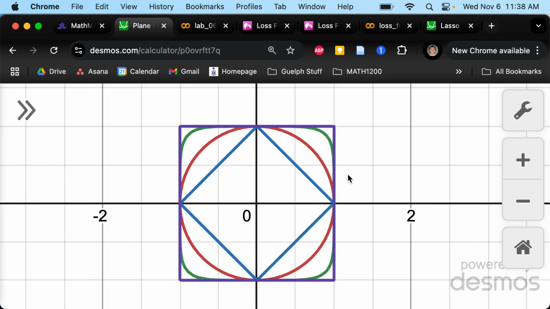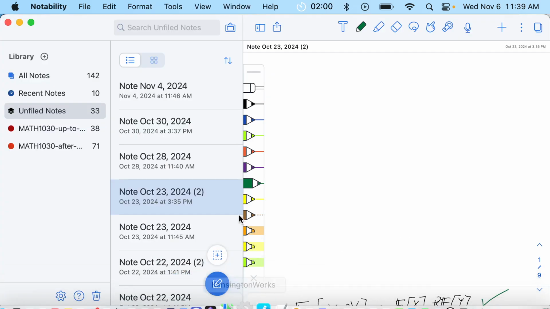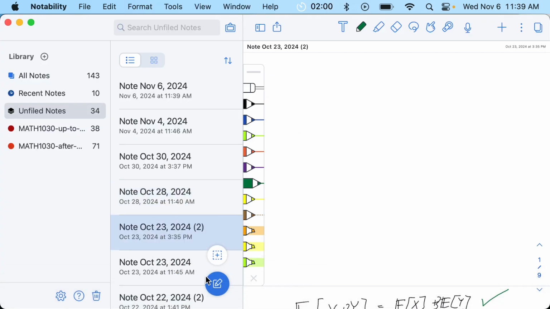You can kind of see these things. They start on the inside and they kind of move out. All of these are balls in different metrics or different norms. So these things mathematically are called norms. These functions on the left-hand side are all different norms. And setting the norm equal to 1 is the definition of a ball. So let's write some of this down.